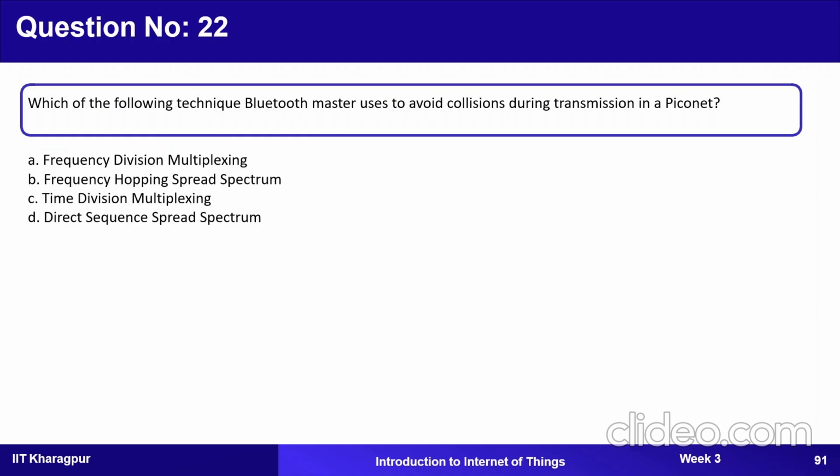Next question is, which of the following technique Bluetooth master uses to avoid collision during transmission in Piconet? Options are frequency division multiplexing, frequency hopping spread spectrum, time division multiplexing, and direct sequence spread spectrum. The correct option for this question is time division multiplexing. In case of Piconet in Bluetooth technology, time division multiplexing is used in order to avoid the collision between different users who want to send the data.